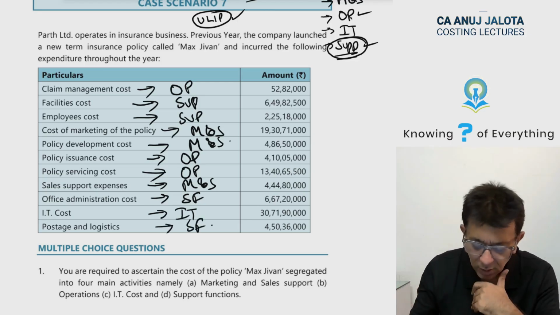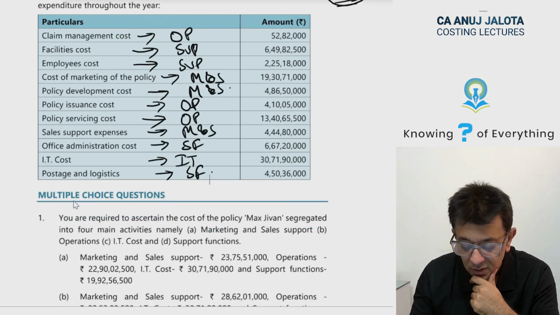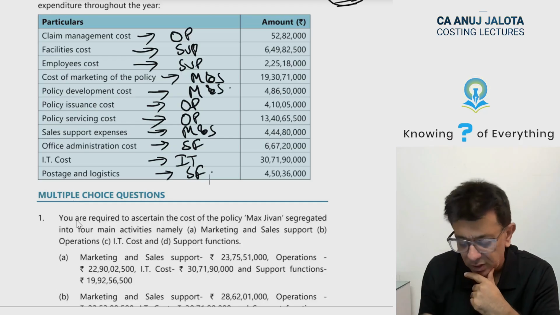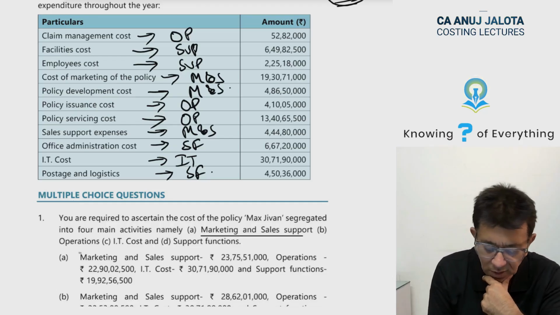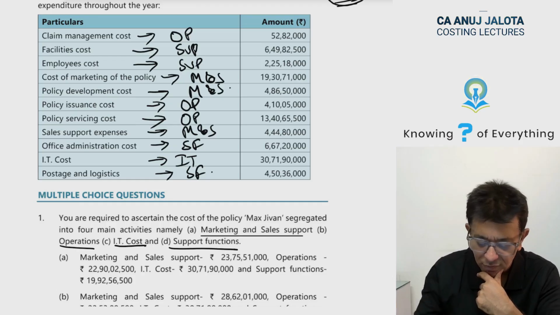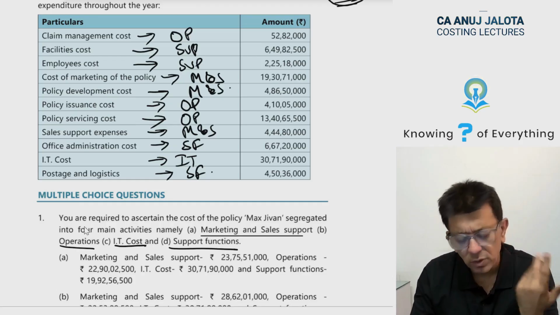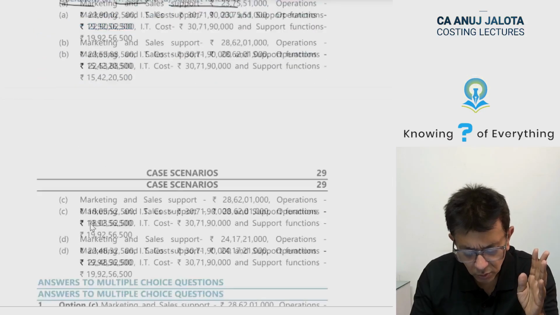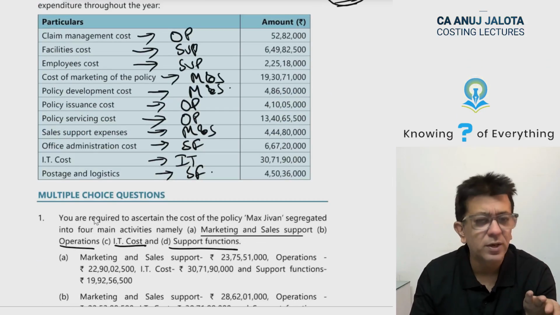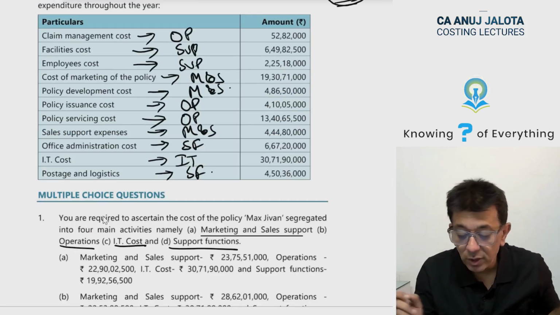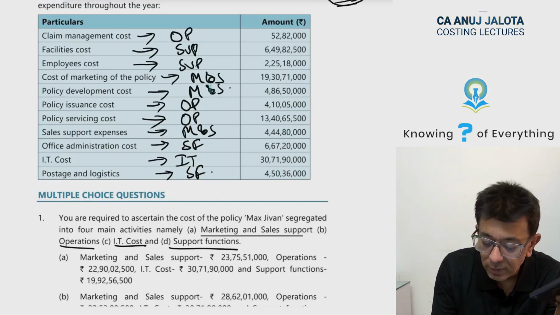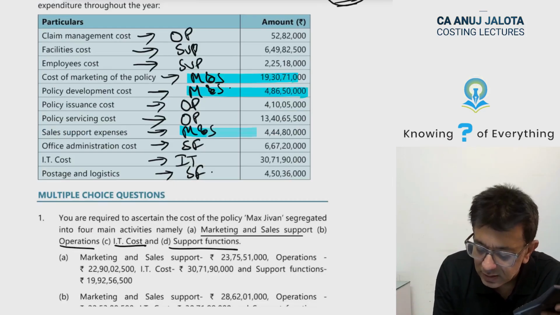Okay, you are required to ascertain cost of the policy max given, segregated into four categories: marketing and sales, operations, IT cost, and support functions. So just try to segregate and do the totals. There is no question number 2 also. I told you it is one of the smallest questions. I've already done all the things, no? So let me do marketing and sales.